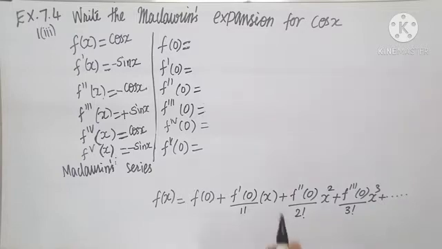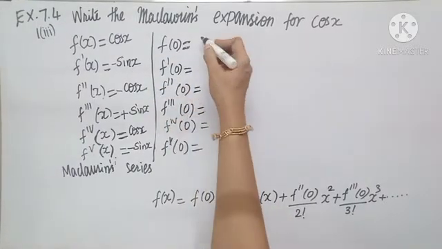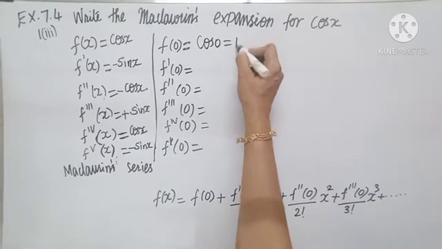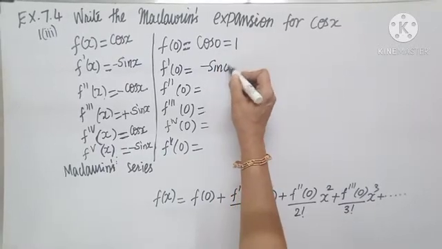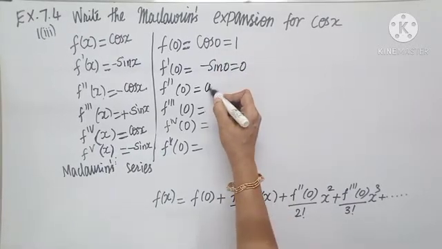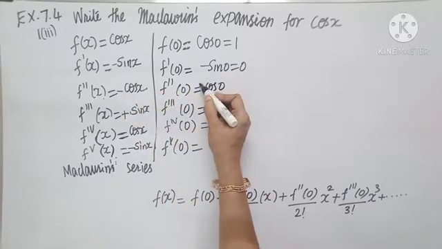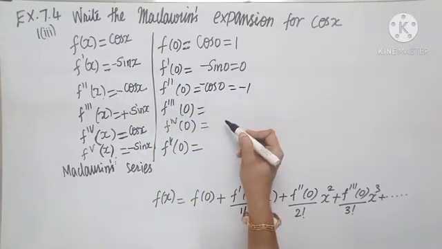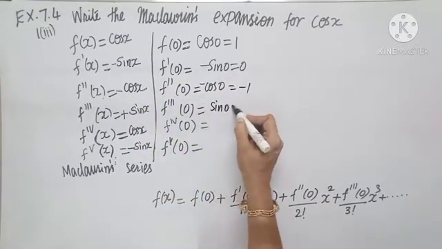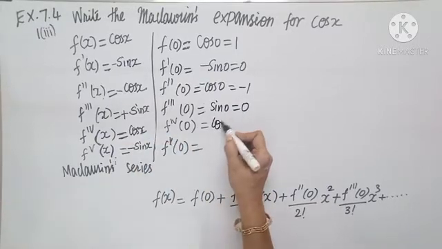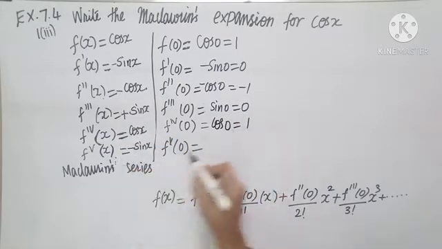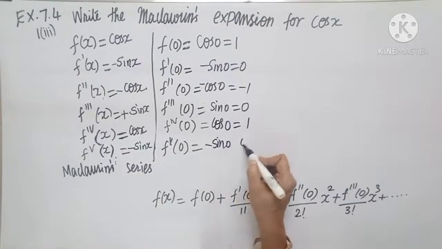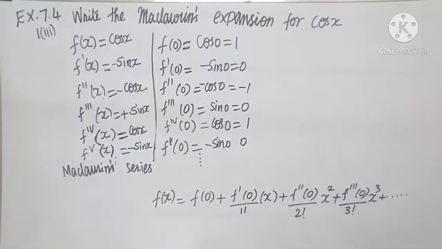Now, wherever x comes, let us put 0. Cos 0, the value is 1, sin 0, 0, cos 0, here the symbol is minus, it is minus 1, sin 0 is 0, fourth derivative cos 0, 1, fifth derivative sin 0, 0, and it goes on and on.